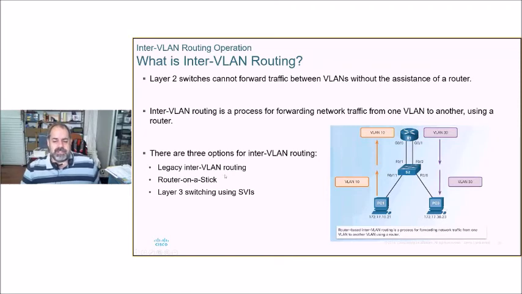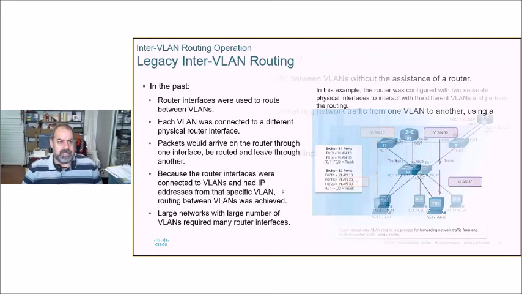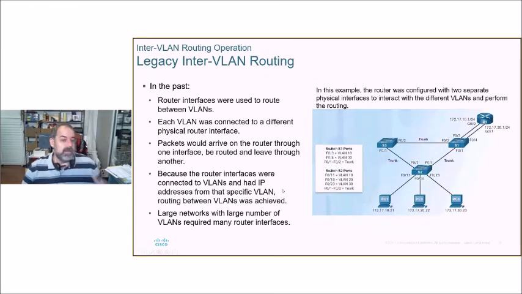So you start losing the advantage of VLANs. Router on a stick is actually where you have one port configured to have multiple VLANs. And another option, and a very fast option, is layer 3 switching using switch virtual interfaces. Now, I don't think we talk in any more depth about SVIs until CCNA 3. Anyway, so in the past, with legacy inter-VLAN routing, router interfaces were used to route between VLANs. Each VLAN was connected to a different physical router interface.